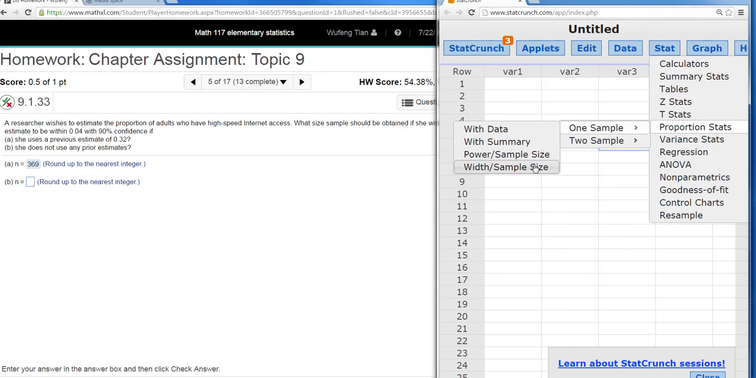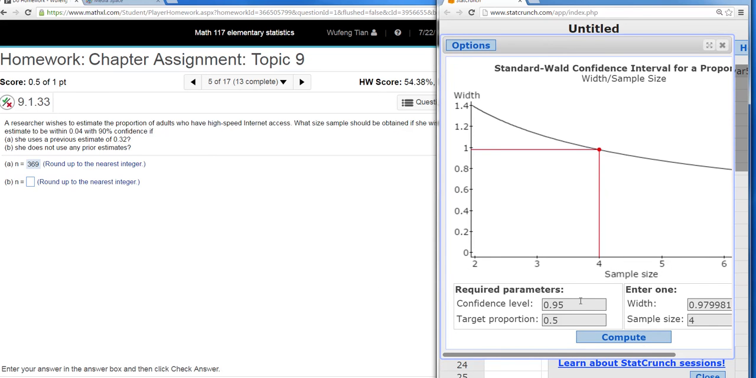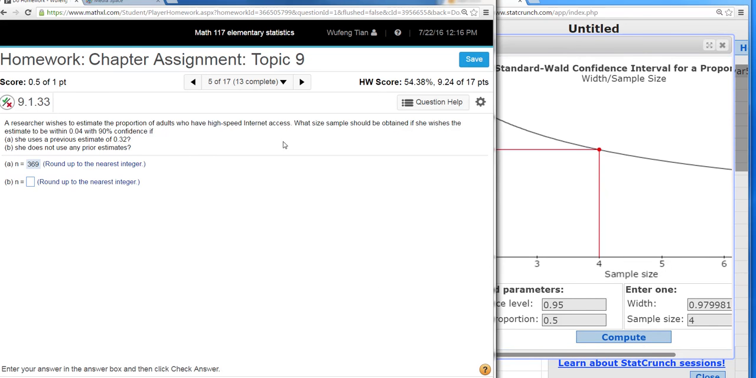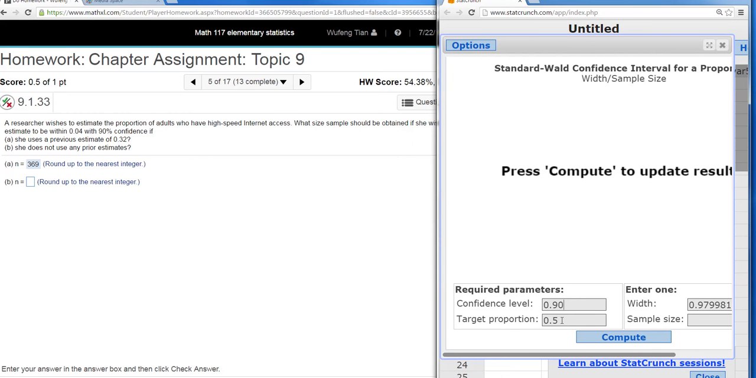So you can do width, estimate within 0.04, 94% confidence interval, right? So now what you need to change is the first one, which is 90% confidence. So change that into 0.9 confidence level. Targeted proportion. The proportion is 0.32.